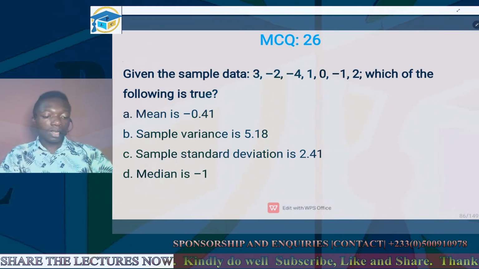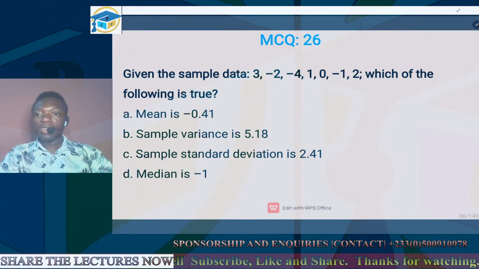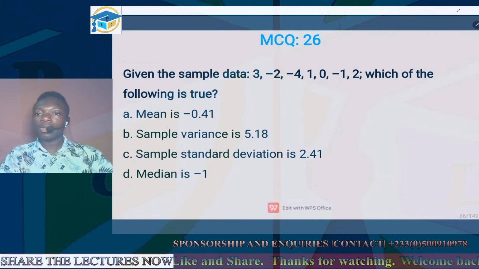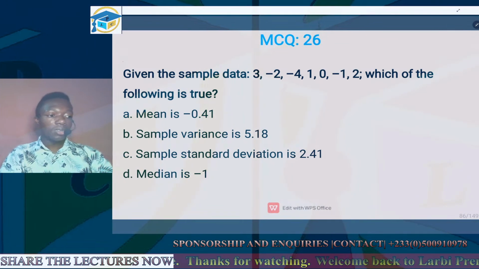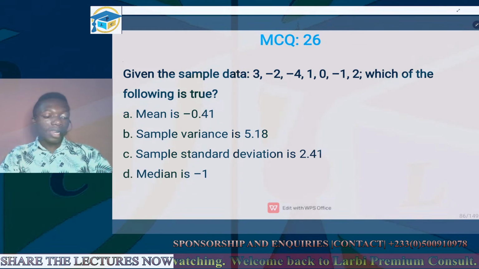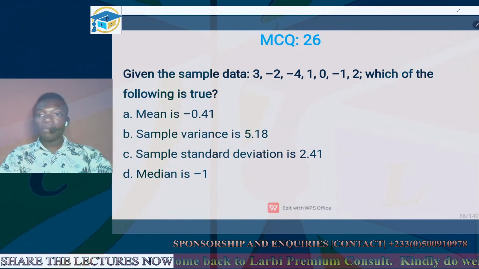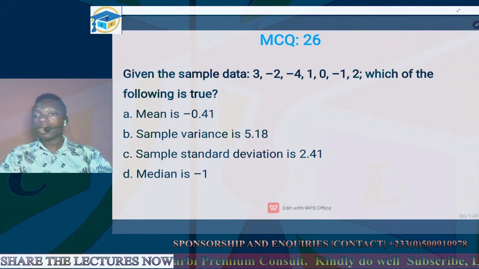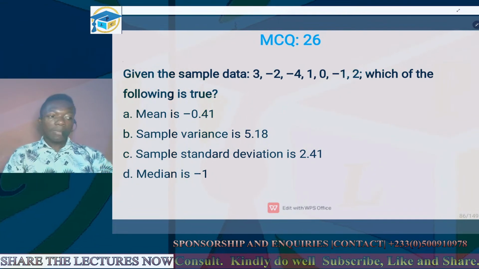All right, so let's continue. Question number 26. Given the sample data 3, -2, -4, 1, 0, -1, and 2, which of the following is true? We are asked to determine which of the following is true from the list. For us to know, we need to compute the options that have been given: the mean, the sample variance, the sample standard deviation, and the median. That's what we're going to do.